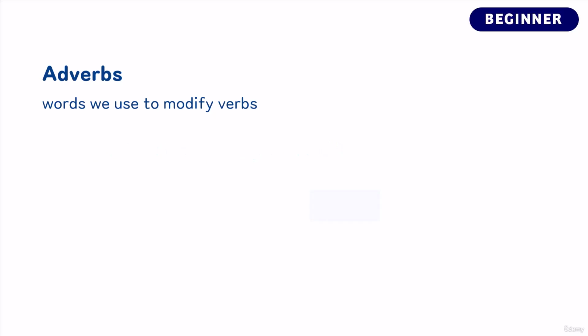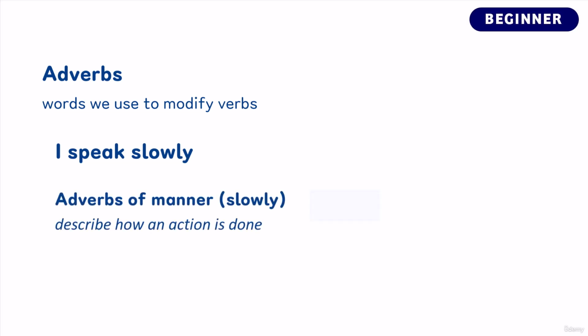Adverbs are words that we use to modify verbs. So if I say, I speak slowly, the adverb is slowly and it describes how I speak. I speak at a slow speed. In English, there are many different kinds of adverbs. Adverbs that describe how an action is done, such as slowly, are called adverbs of manner.